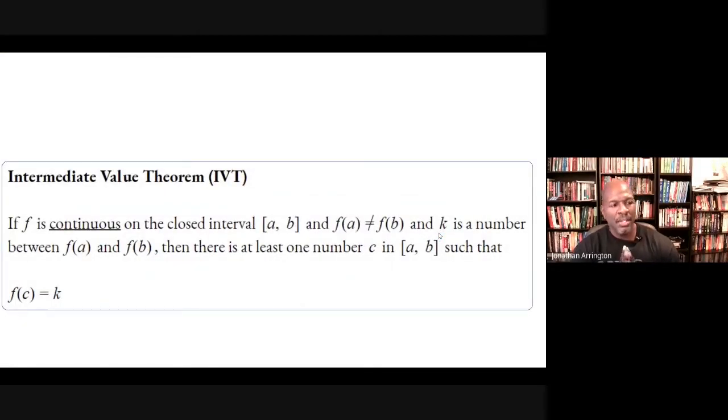The intermediate value theorem states if f is continuous on the closed interval [a, b], and f of a is not equal to f of b, so the y values are different, and k is a number between f of a and f of b, so k is some y value between the two endpoints, then there is at least one number c, an x value in [a, b], such that f of c equals k.